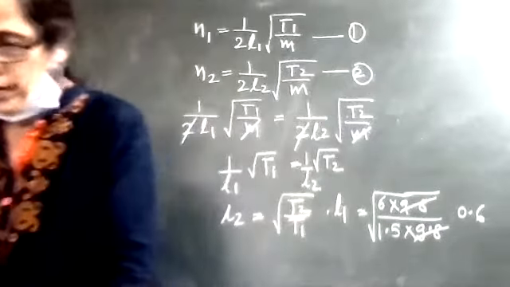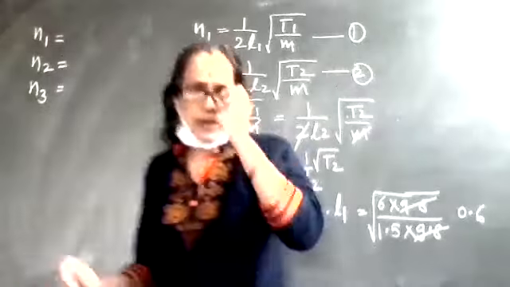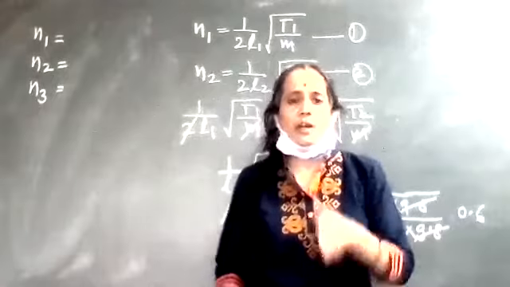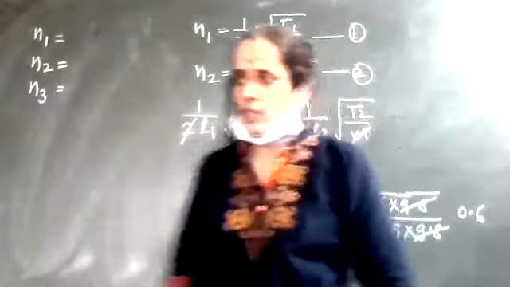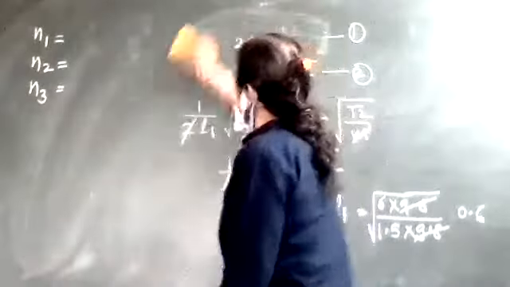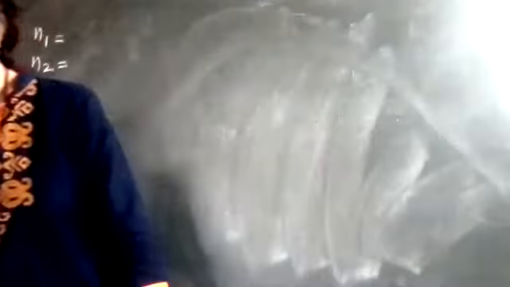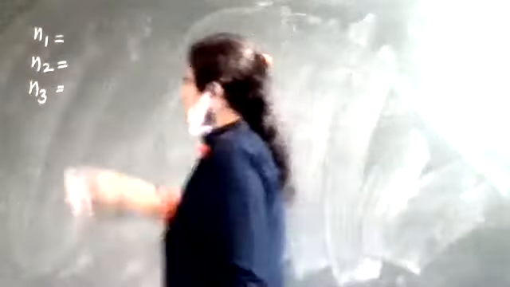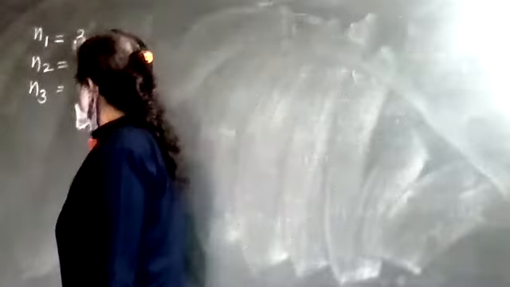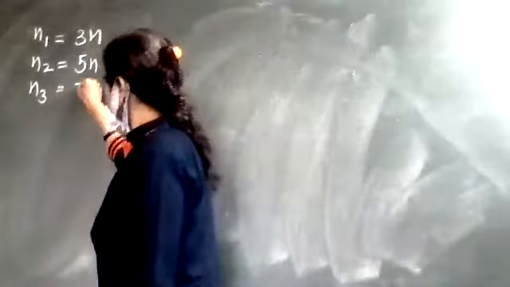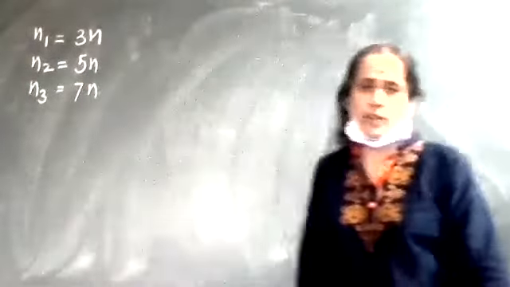But when the pipe is closed at one end, the air column will vibrate with odd integral multiples of the fundamental frequency. As it is vibrating with odd integral multiples of the fundamental frequency, I can write the relation between overtone frequency and harmonic frequency. The first overtone frequency is equal to the third harmonic frequency. The second overtone frequency is equal to the fifth harmonic frequency. And the third overtone frequency is nothing but the seventh harmonic frequency.